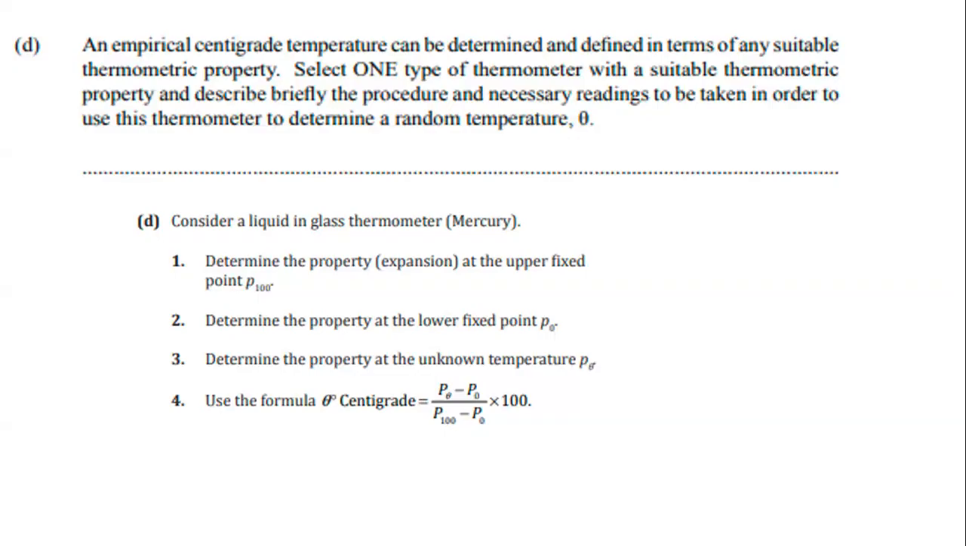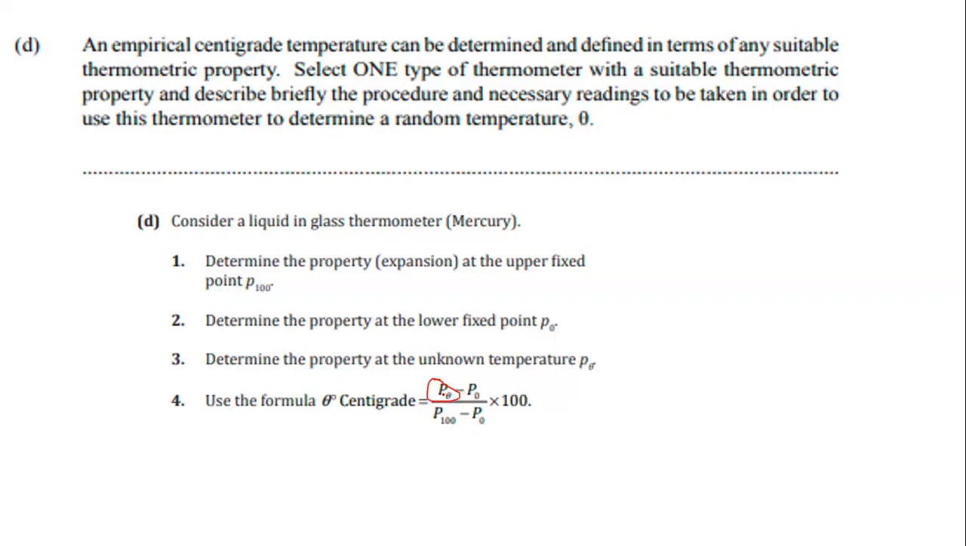Then to determine the unknown temperature of that particular substance would be for you to use a formula here, right? So the formula that we can use to figure out the temperature in degrees using the centigrade scale is this formula here. So this is what you're trying to find, okay?